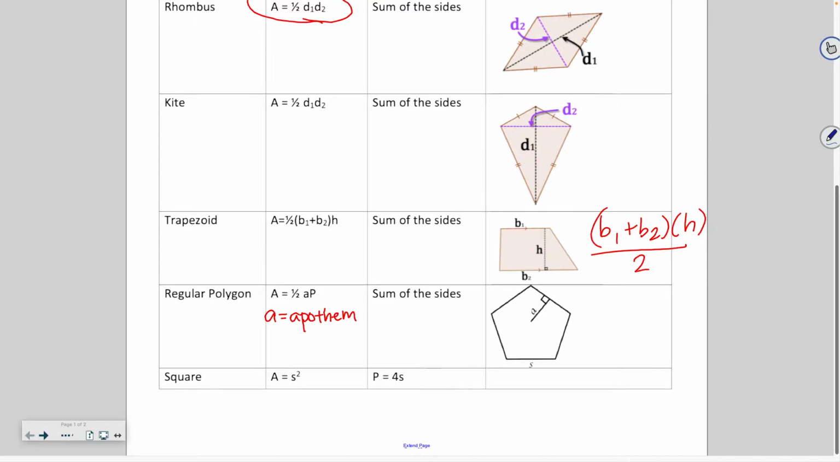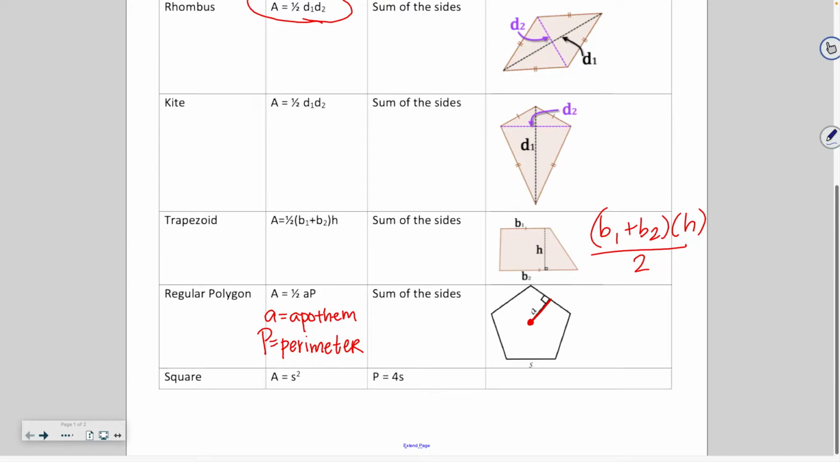The apothem. Your apothem is the distance between the center and the side, perpendicular. So if it's an octagon, a hexagon, any of that, it's 1/2 apothem times, what do you think the big P stands for? Perimeter. So A is apothem, P is perimeter. And we'll spend a whole day on that later on, but I want you to go ahead and have the formula.